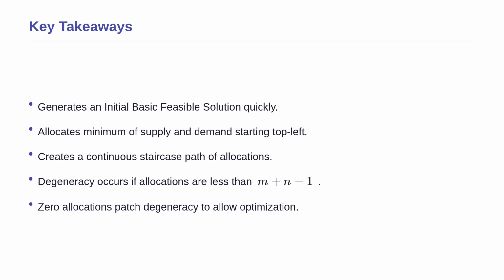The northwest corner rule is the most basic method for finding an initial basic feasible solution in a transportation problem. By starting at the top left and allocating the minimum of supply and demand, it creates a valid, staircase-like shipping plan. We also learned that we must check for basis degeneracy using the formula m plus n minus 1. And we can patch degenerate problems using zero allocations. While it rarely produces the most cost-effective solution, its speed makes it an essential first step. You now have a fundamental building block of operations research.